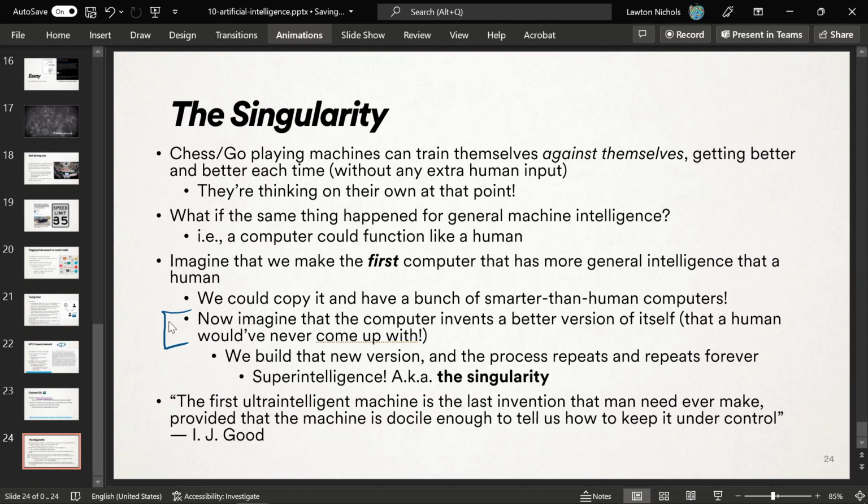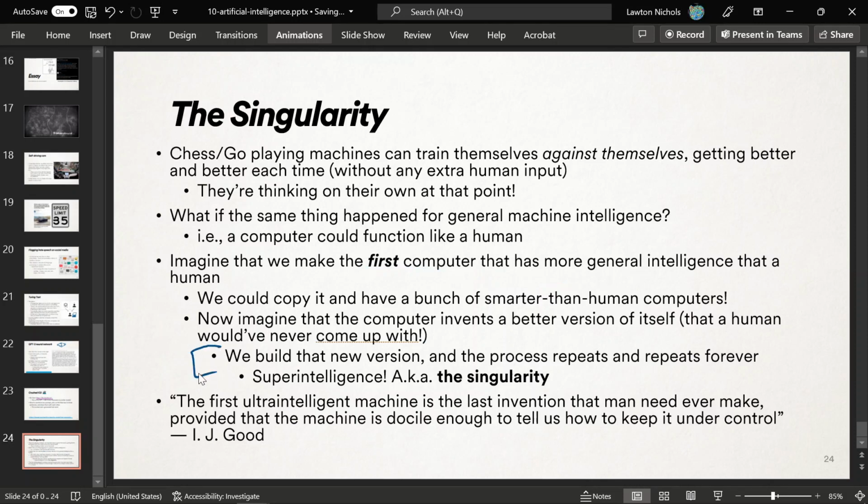That's essentially what the singularity is. Yeah, that's what's going to happen, perhaps. Because the second they can invent better versions of themselves, they'll keep getting smarter, right? Because they're going to think of things that humans could not think of because, by definition, they're already smarter than us. We just have to make the first computer smarter than us, and then this whole chain reaction occurs, right?